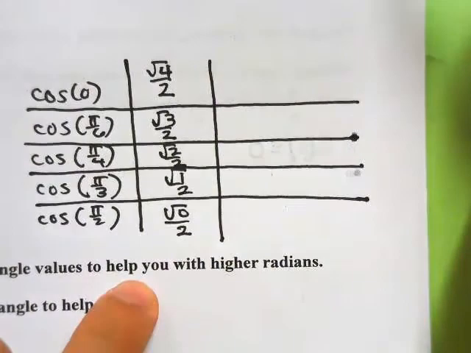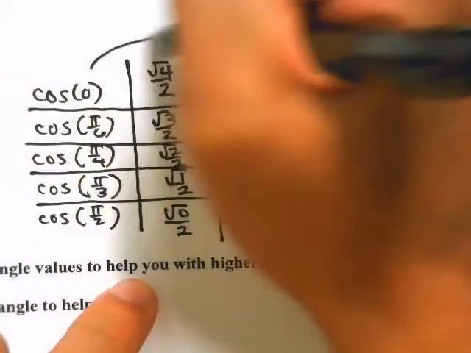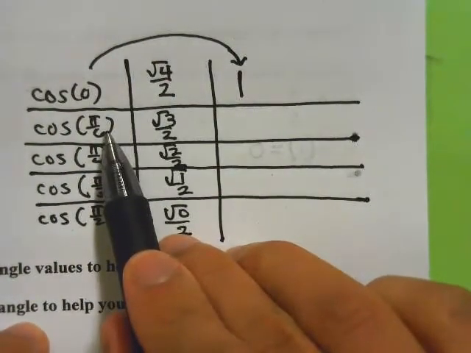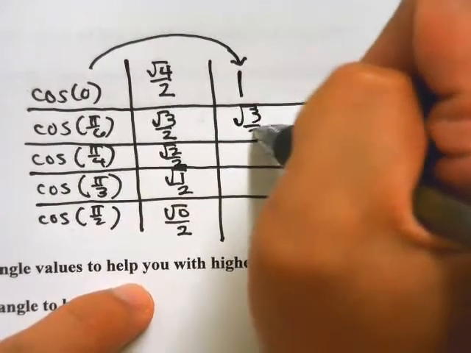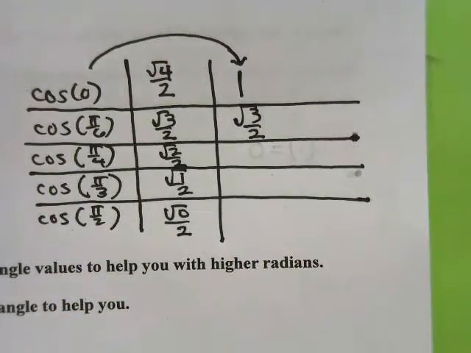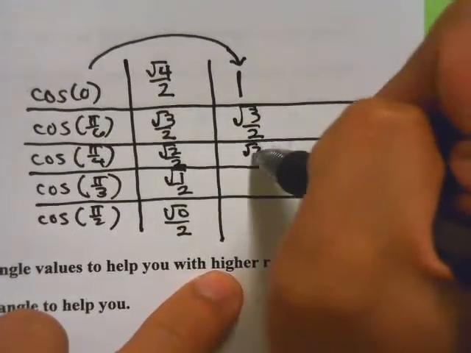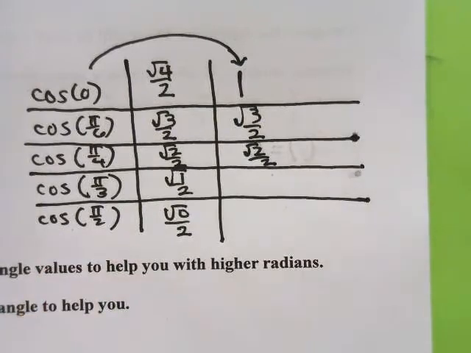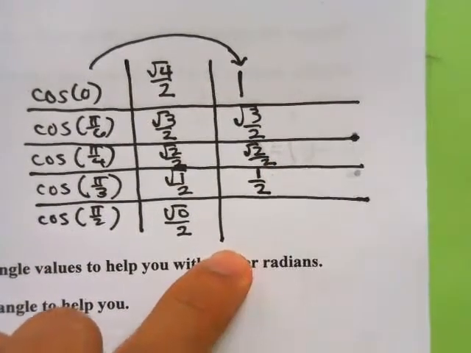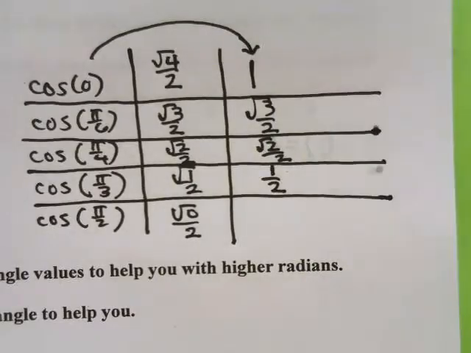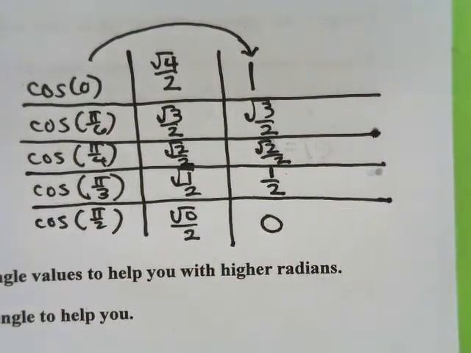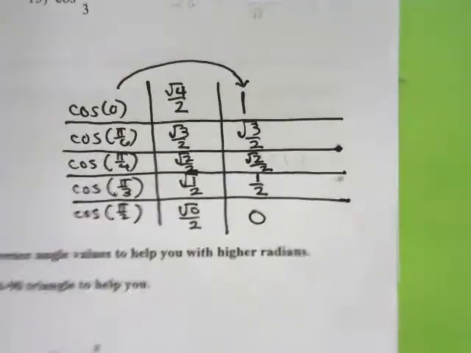Well, square root of 4 is 2, so 2 over 2 is going to be 1. So now cosine of 0 is 1. Okay. Cosine of 30 degrees, or pi over 6, well, we can't do too much. That's going to be square root of 3 over 2. Cosine of pi over 4, or 45 degrees, that's going to be square root of 2 over 2. Cosine of 60 degrees, or pi over 3, the square root of 1 is 1, so that will be 1/2. And then afterwards, cosine of 90 degrees, it will just be 0, square root of 0 over 2, so that's going to be 0. Okay.